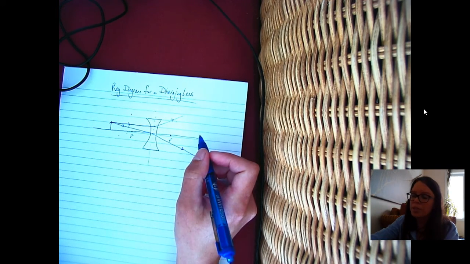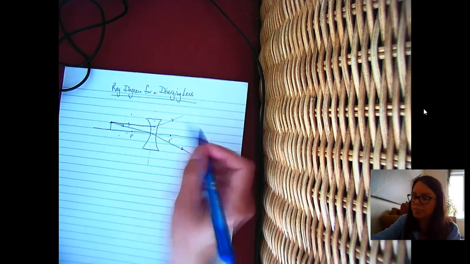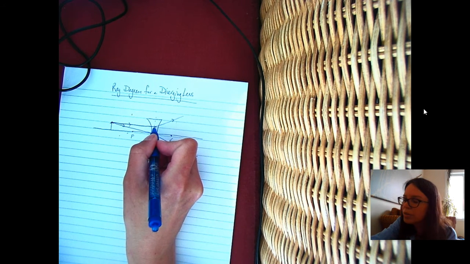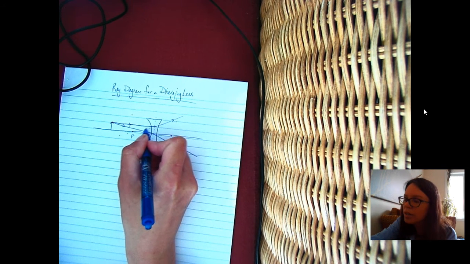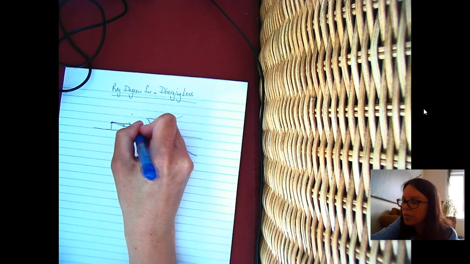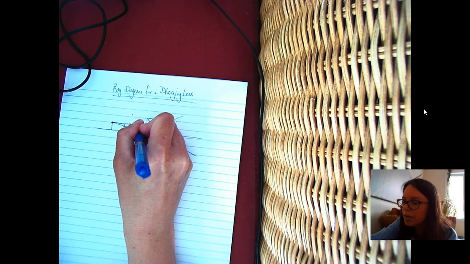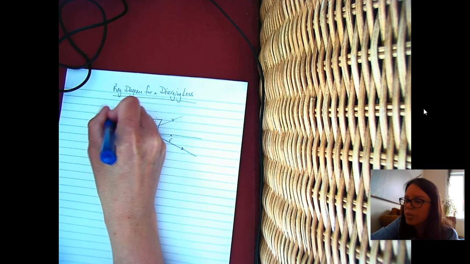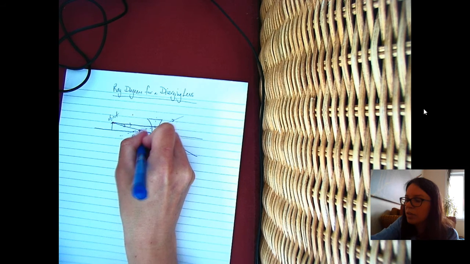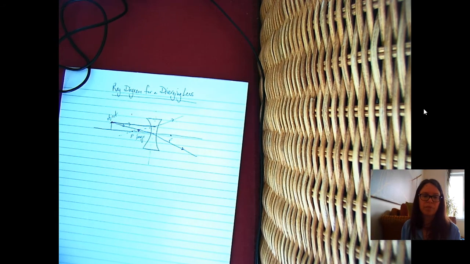So then what I do to find where the image is, I do this backwards extension again. So I'm going to draw in how this one came from F. We see that one that headed to the optical center, and there is where they cross. So this is the object, and this is the image right in here. It's going to turn out this way every single time for the diverging lens.